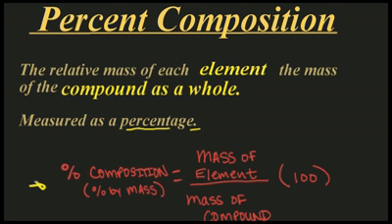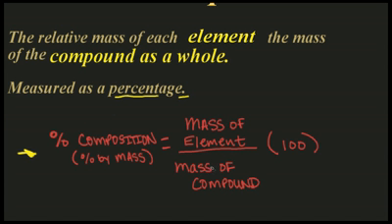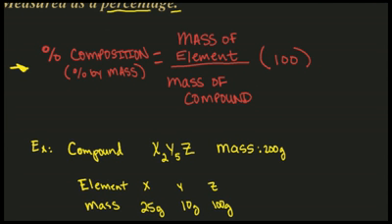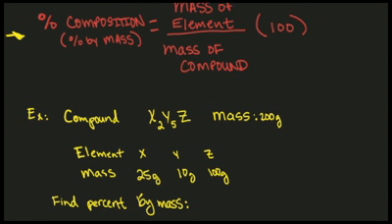Either percent composition, or you might see it written as percent by mass, is going to be equal to the mass of the one element divided by the mass of the compound, times 100. Okay? So your steps will be to find the mass of each element.